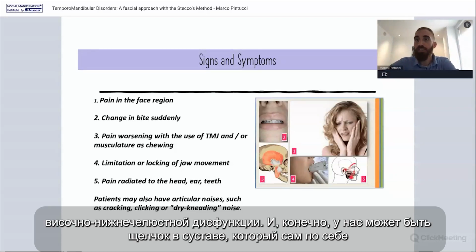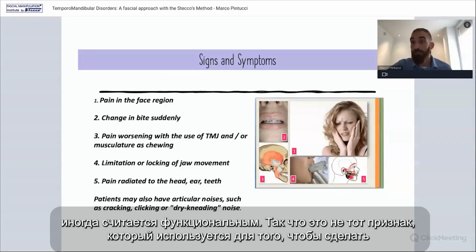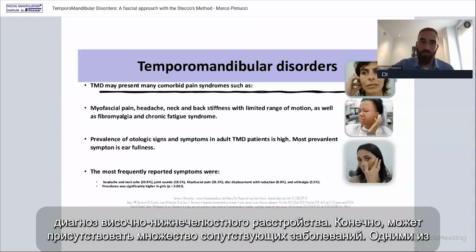And of course, we can have clicking of the joint. That itself is sometimes considered a parafunction, so it's not one of the signs that is used to make a diagnosis of temporomandibular disorder.